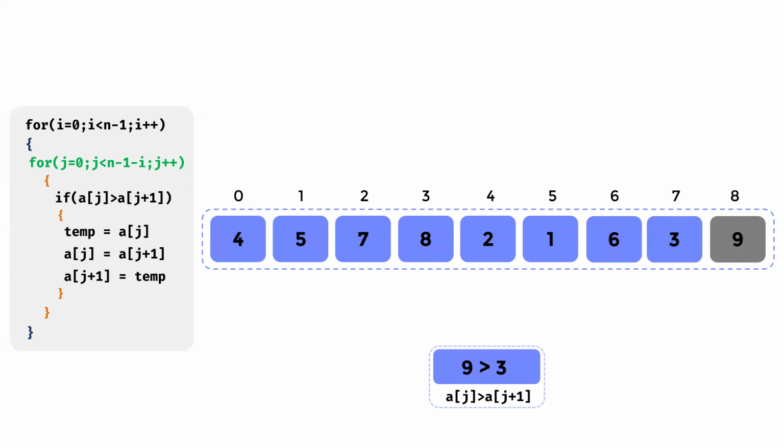Now we only have 8 elements in our list, that is 0 to 7. So 9 is fixed, that is done. We have sorted it. That is the end of one iteration.